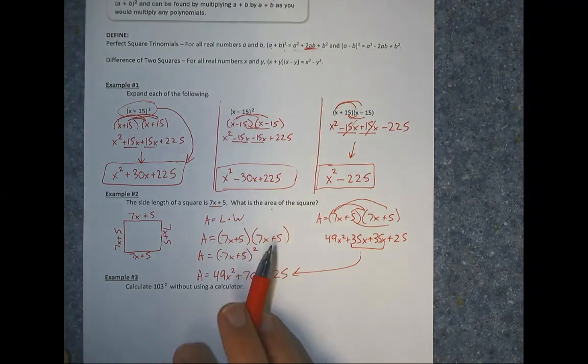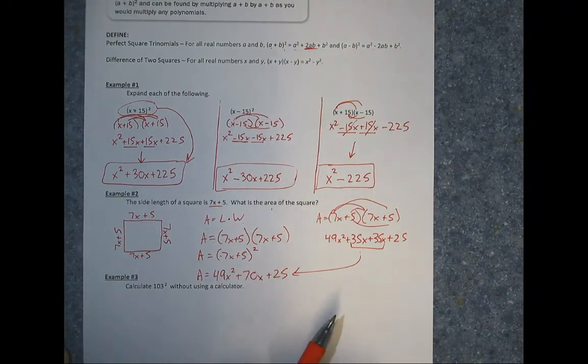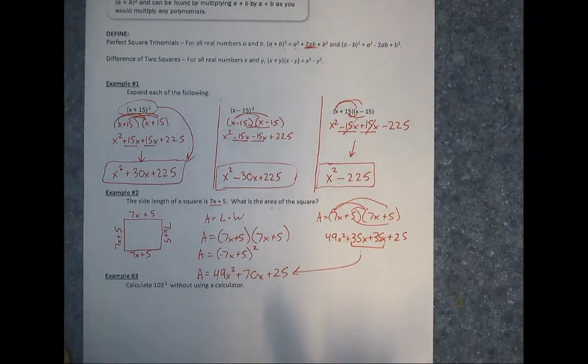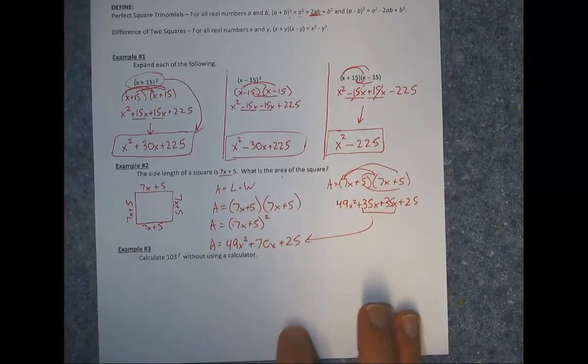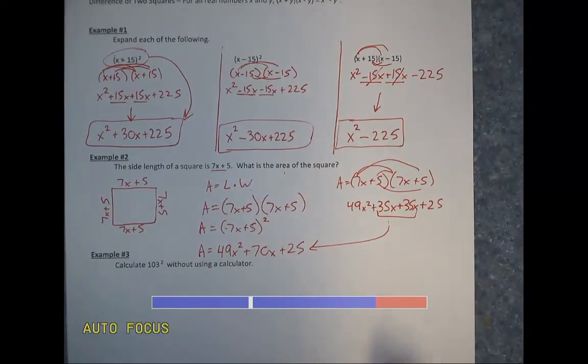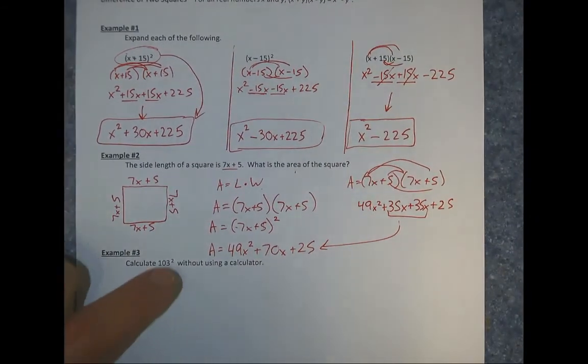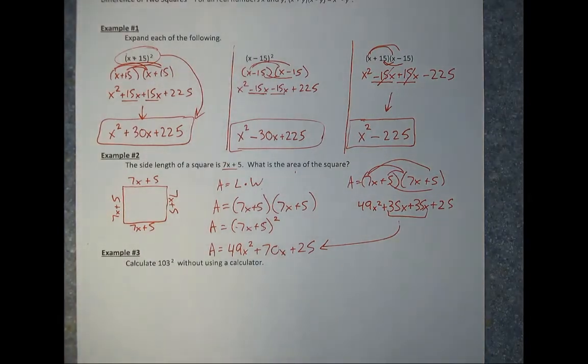Okay, so when we have something squared, we can learn this little shortcut rule to get us to here without having to expand it all together. All right, so that's kind of cool. All right, and then let's use this one other way. So we're going to calculate this without a calculator. So 103 squared. You're like, yeah, right, I'm not doing that in my head.